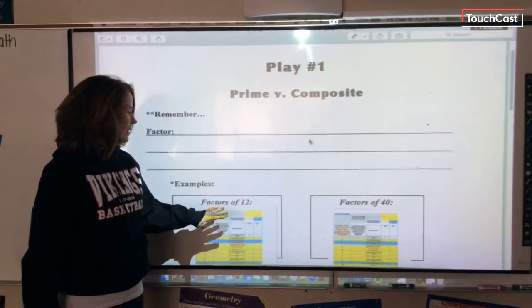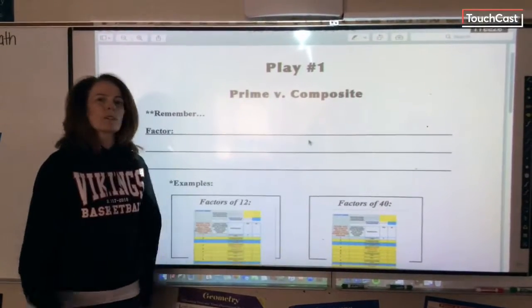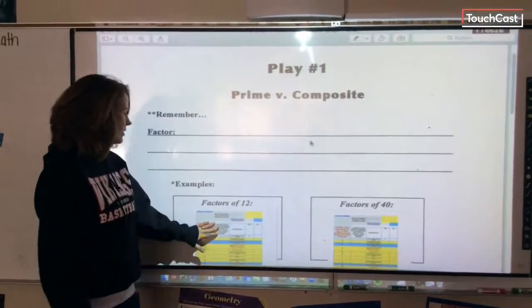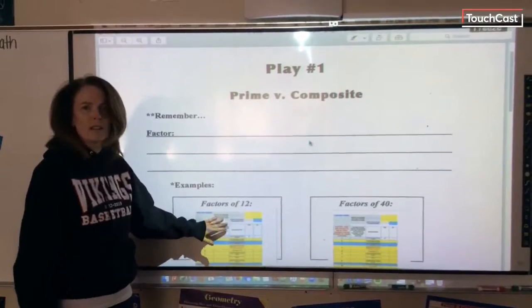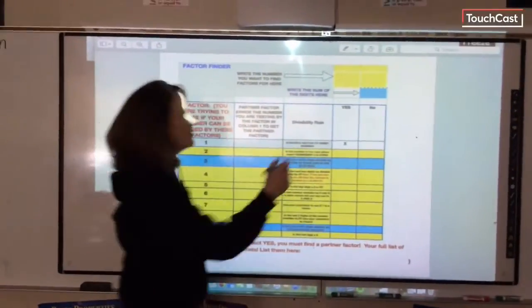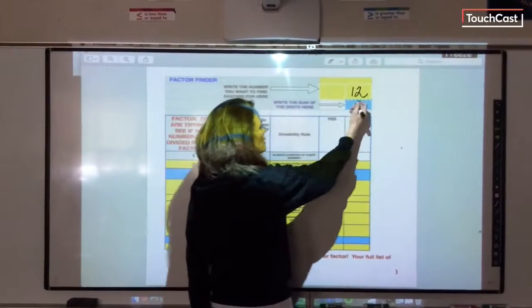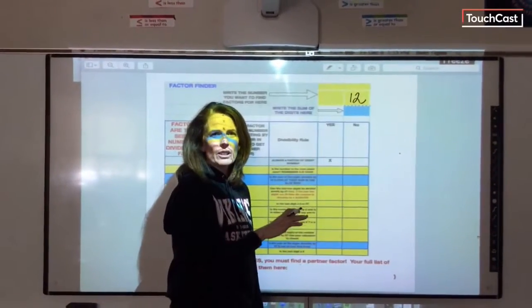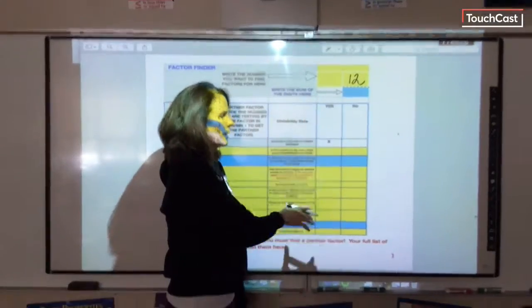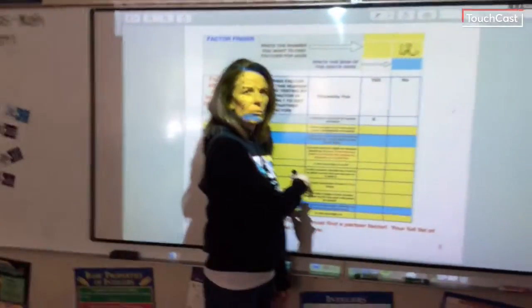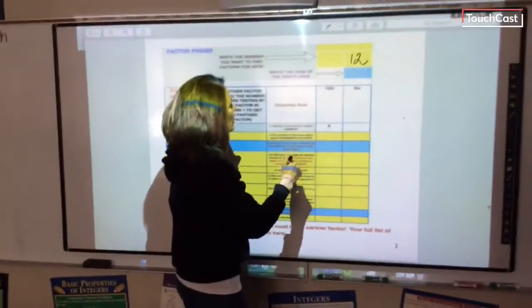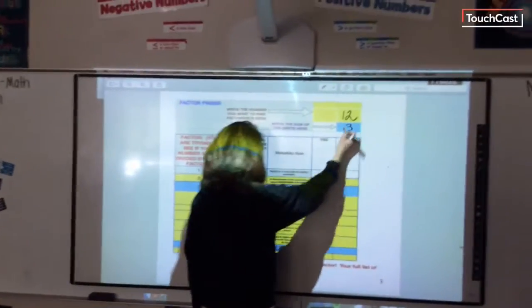We're now going to find the factors of both 12 and 40, so you can zoom into your factor finder sheet for 12. Okay, so now we're going to use our factor finder for the number 12, so we're going to put 12 in our box up here, write the sum of the digits. You guys have filled out a bunch of these so far, so you definitely know how to do it, so I'm going to go quick through the one side, and then we'll slow down a little bit for the next part. Sum of the digits is 3.